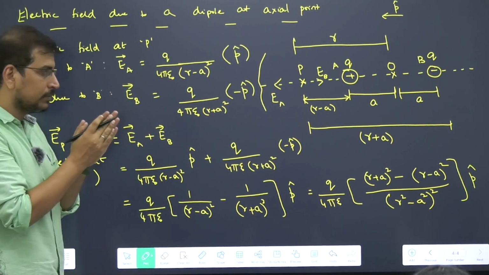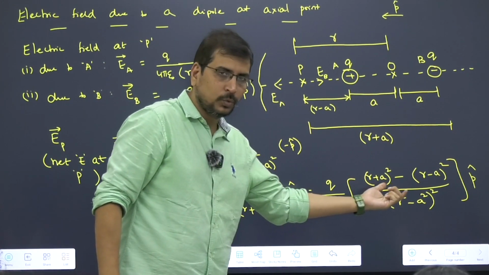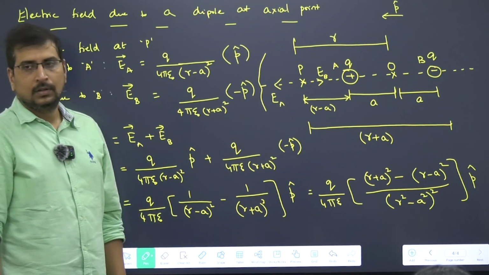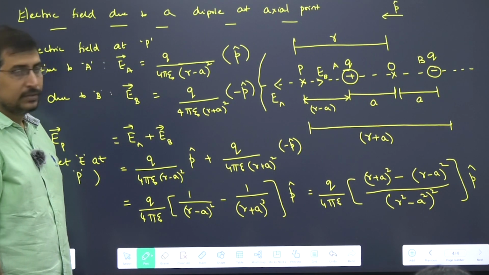Right. Now observe. A plus b the whole square minus a minus b the whole square. What is it going to be?